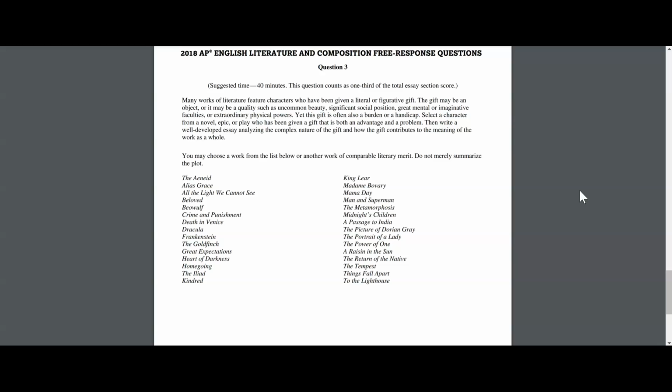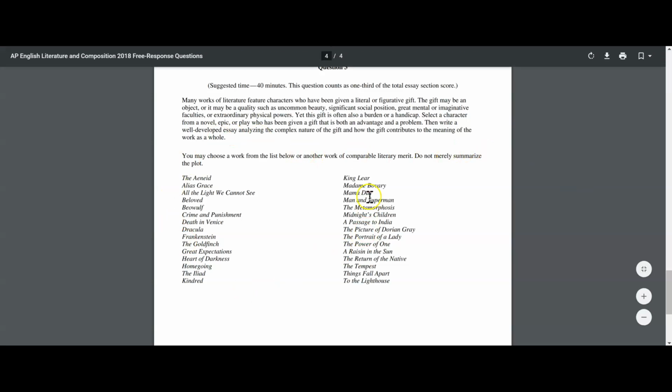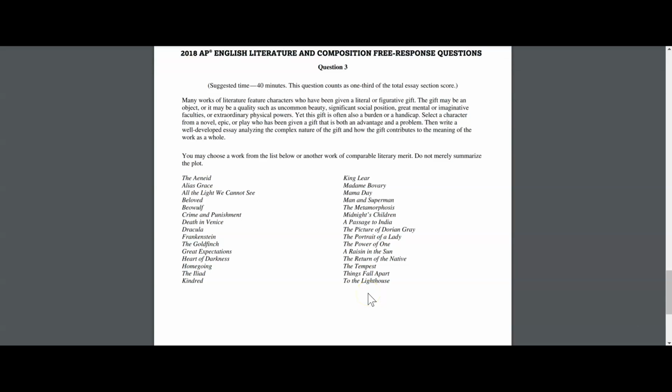So you can choose any text. They give you a list. You can see there's a double column list. There is on every test a list like this one, and it will give you texts that the people that created this test, so College Board, have said these will work. Some character in this text or some theme in this text will work for this essay. You do not have to choose off of this list. Okay, so you do not have to choose off of this list.